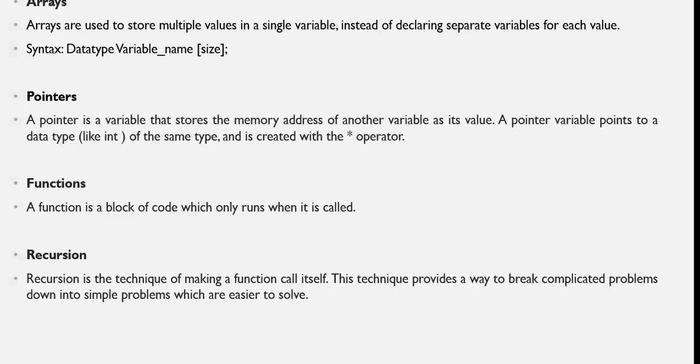Pointers. A pointer is a variable that stores the memory address of another variable as its value. A pointer variable points to a data type of the same type and is created with the star operator.